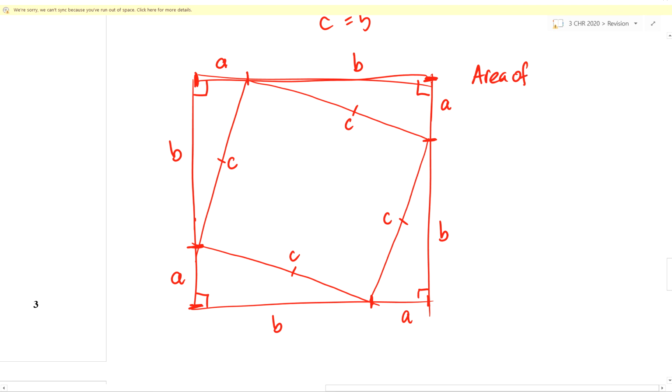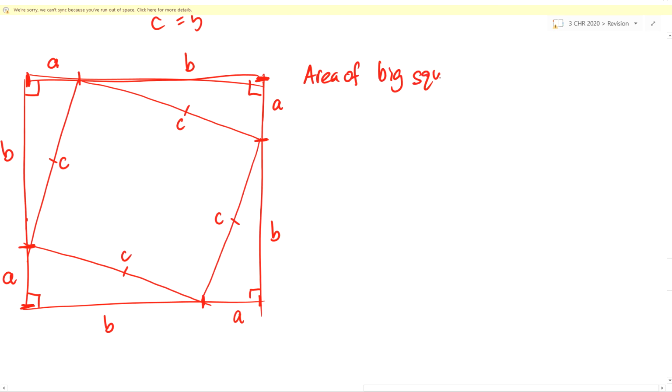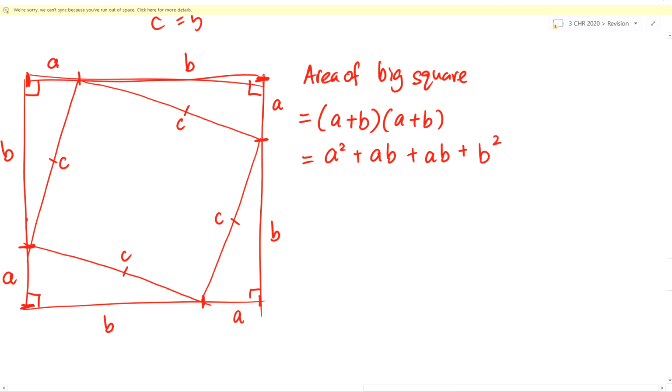Area of big square. So the area of a square is given by the length times the breadth. What is the length of one side? Is it AB or A plus B? A plus B, okay. So that is A plus B. And then the other side is also A plus B. So we can draw a rainbow to expand everything out. A square plus AB plus BA, which is the same as AB, then plus B square, which is the same as A square plus 2AB plus B square. So this is the area of the big square.